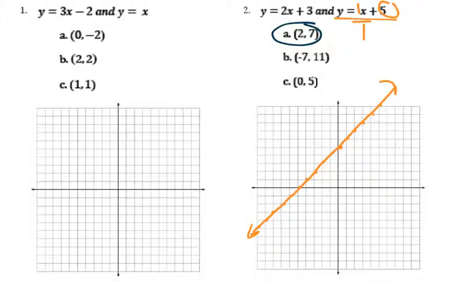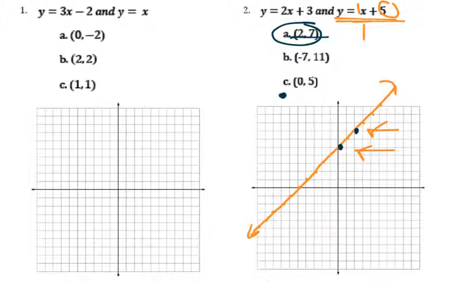Okay. And notice that, and maybe I should have done it this way, 2, 7 was that point right there, right? Now negative 7, 11 would be right about there. And 0, 5 is that point right there. So notice with this equation y equals x plus 5, it crosses those points. Those points are solutions for it by itself.